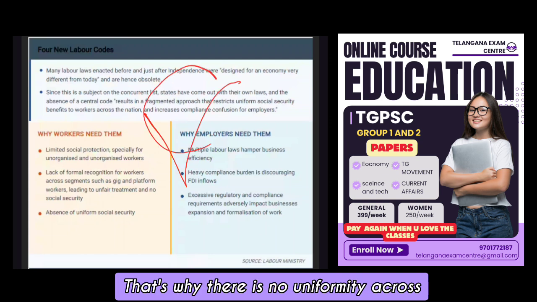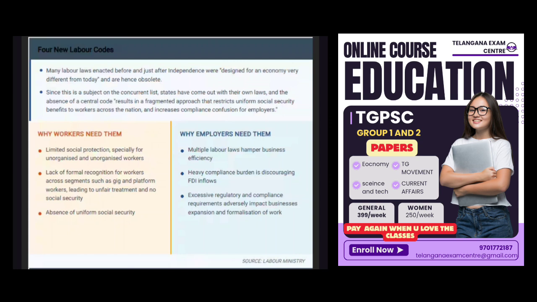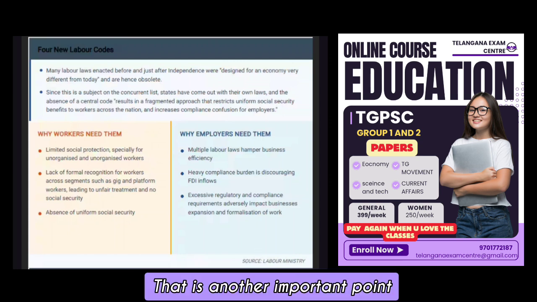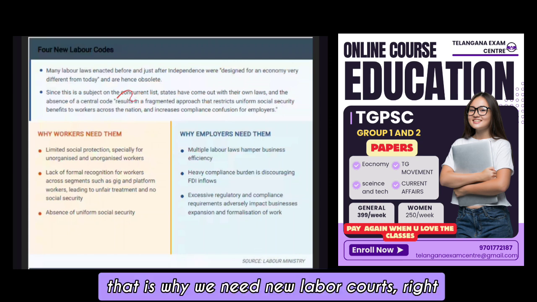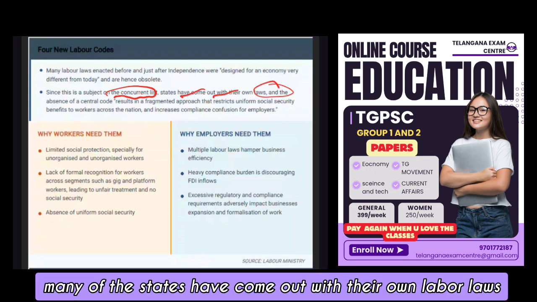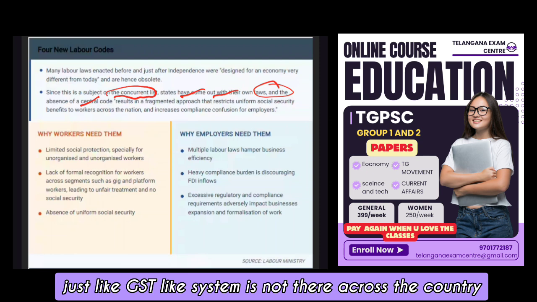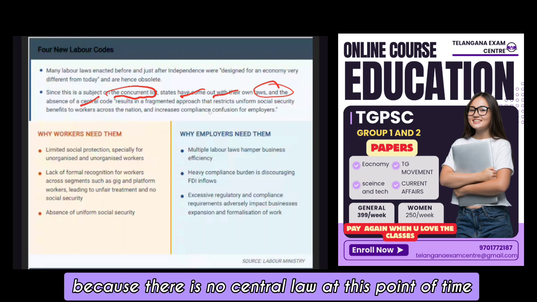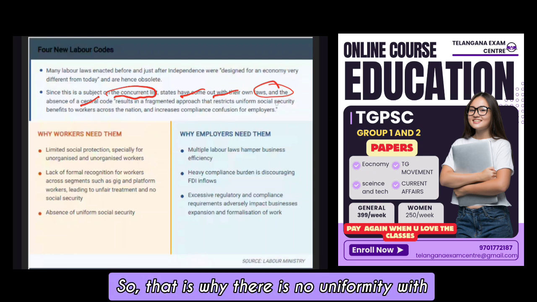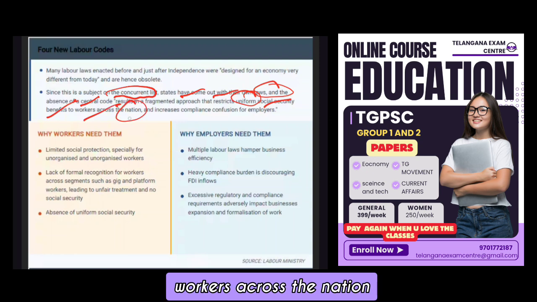That's why there is no uniformity across the nation with regard to governance of what? Laborers and workers. That is another important point. That's why we need new labor codes, right? Since this is a subject in the concurrent list, many of the states have come out with their own labor laws. And because there is no centralized system, like a GST-like system, across the country, because there is no central law at this point of time, there is no uniformity with regard to social security benefits to the workers across the nation.